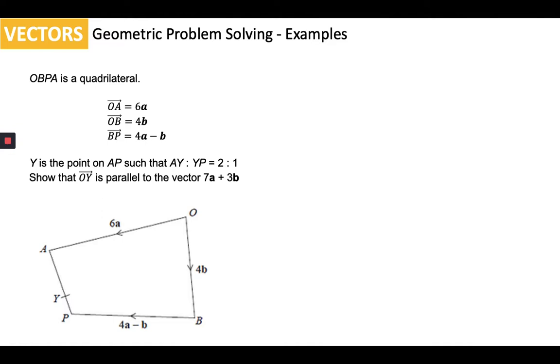The first thing I'm going to do is add a bit more information to the diagram. If I've got a question with a ratio, I like having my fractions there to help me out. I know that AY is 2/3, and YP is 1/3. It saves me a bit of effort later on. I'm asked to show that OY is parallel to the vector 7a plus 3b, so I need to find an expression for OY. So I'm going to find a pathway. I know that OY is O to B, B to P, and P to Y.